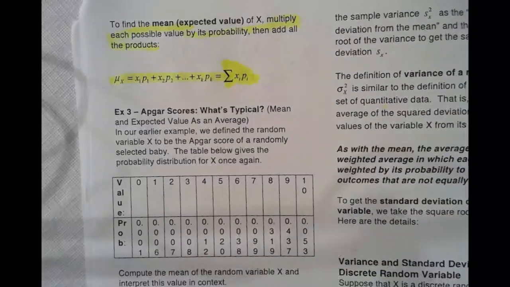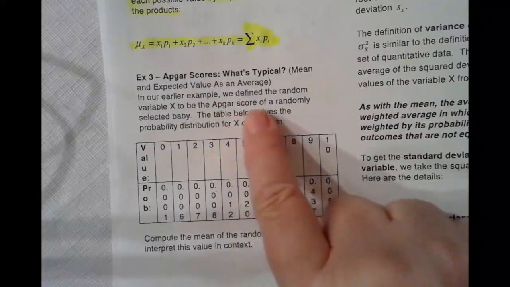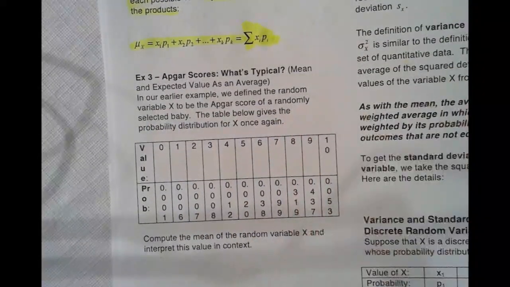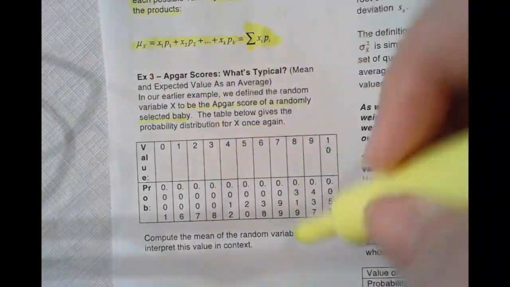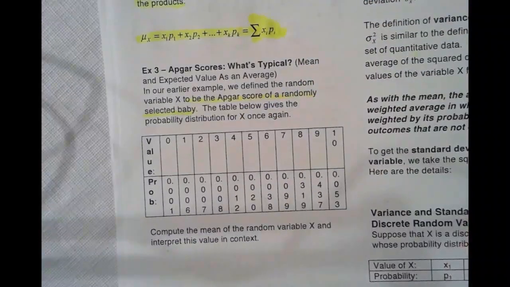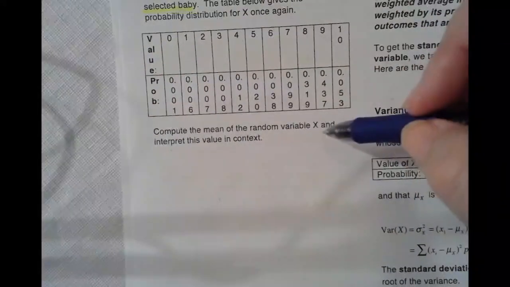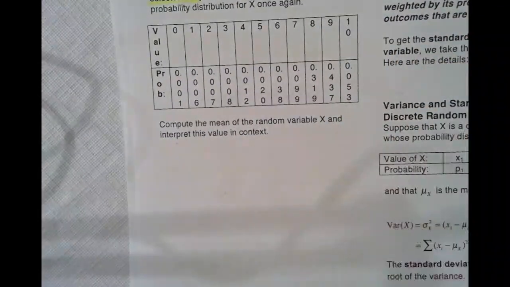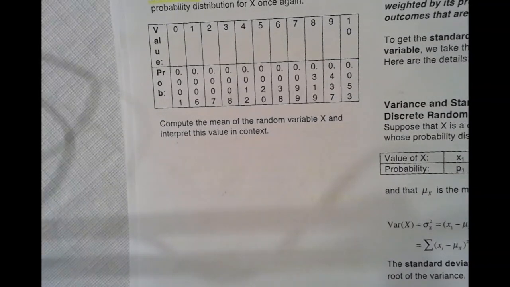Here is my APGAR score example. In our earlier example, we defined the random variable X to be the APGAR score of a randomly selected baby. The table below gives the probability distribution of X once again. They want us to compute the mean of the random variable X and interpret it in context. So we need to list all of them.